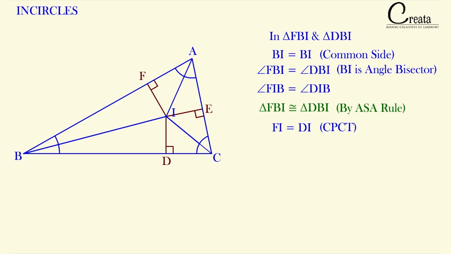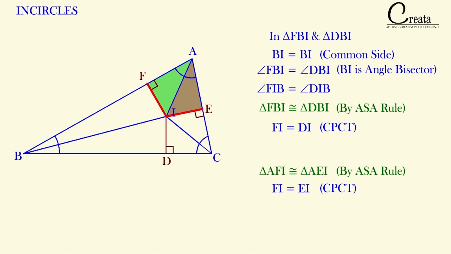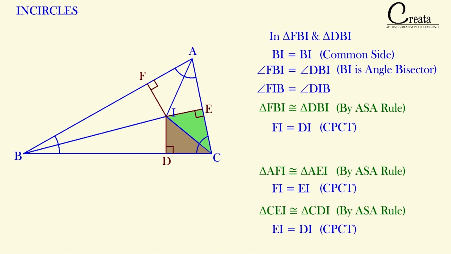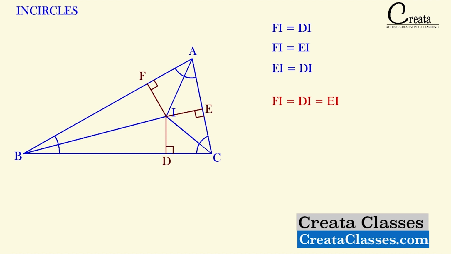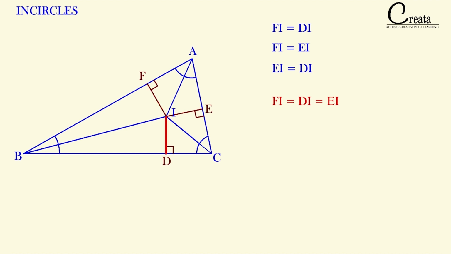Moving further, if we take these two triangles, that is triangle AIF and triangle AIE, here also can we say both of these triangles are congruent to each other? We have used the same philosophy. So we got FI is equal to EI. Similarly, if we take these two triangles, that is triangle CEI and triangle CDI, we got EI is equal to DI. So by comparing all these three equations, we got FI is equal to DI is equal to EI. That is, these three line segments will be equal to each other, or the perpendiculars from the incenter to the three sides are equal to each other.